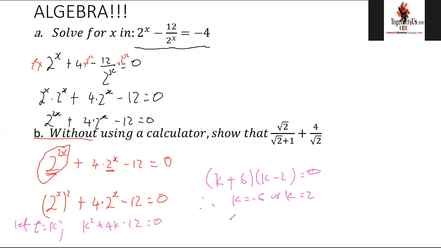Now I can substitute back. If I substitute back, I have 2 to the x is equal to minus 6, or 2 to the x is equal to 2. Now, we know once you get an equation like this, there is actually no solution in this case. I mean, 6 can only be written as 3 times 2. But the big problem that makes us see that there is no solution is this negative here.